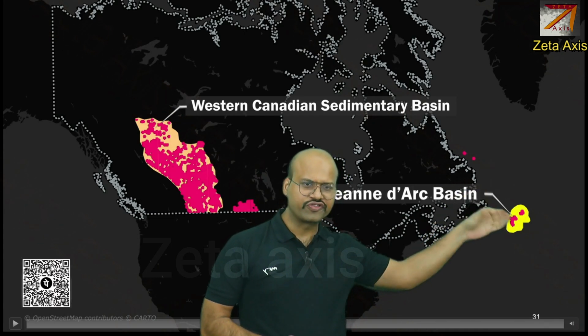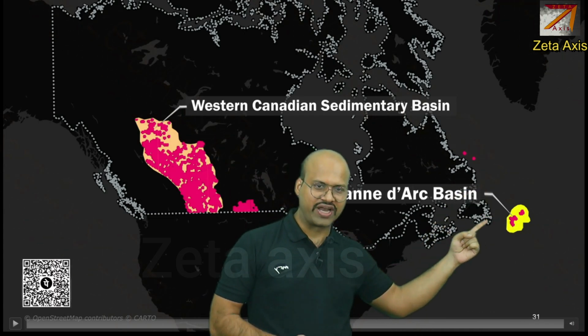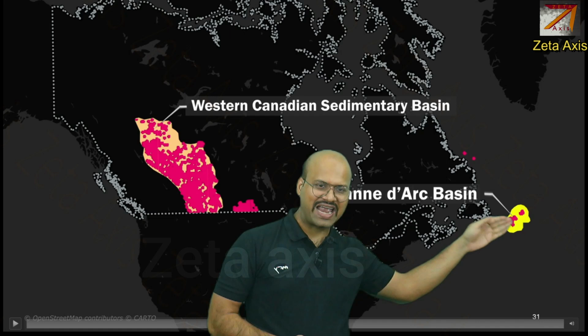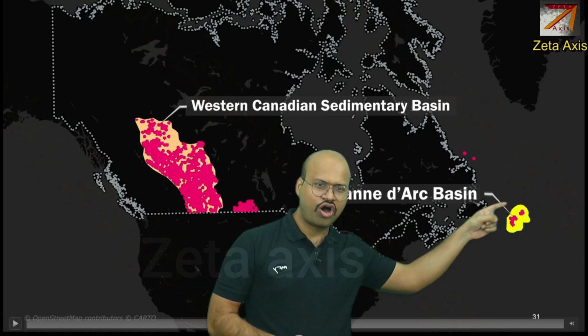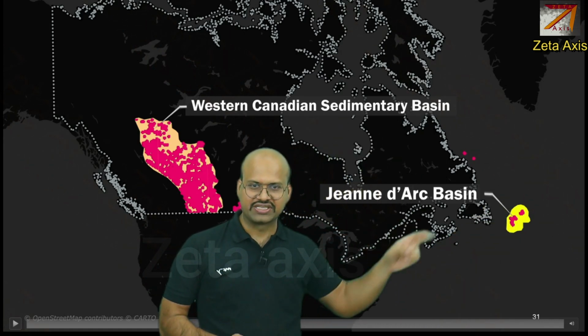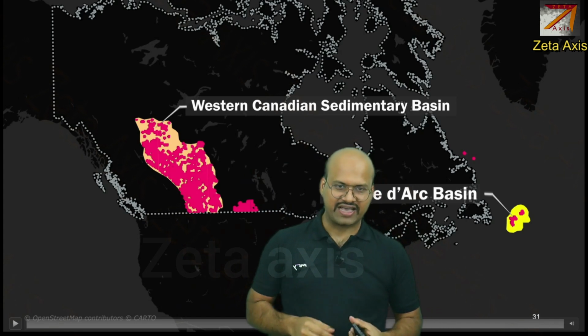Similarly, we have another region over here which is called Jeanne d'Arc Basin. This is an offshore basin. It is in Newfoundland. This is Newfoundland, and this is the Grand Bank of Newfoundland. This is the offshore reserve. So these two regions produce the oil and gas for Canada.